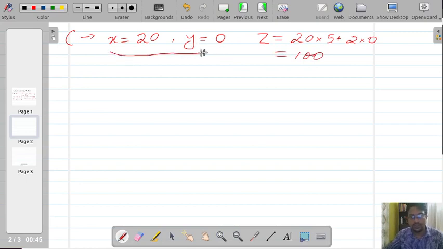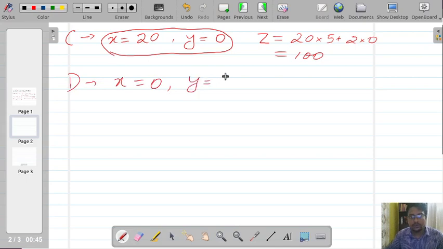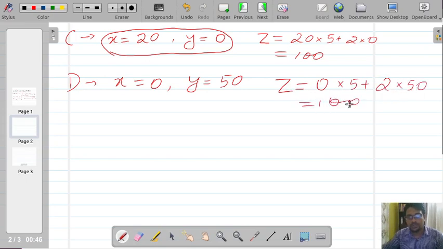Even then, this is a solution that student C comes up with: 20 pens and 0 pencils. Similarly, you can have another solution, that is x equal to 0 and y equal to say 50. So this is also a solution. The z will be 0 into 5 plus 2 into 50. So in this case also the maximum cost that can be incurred is 100. So this is another solution.